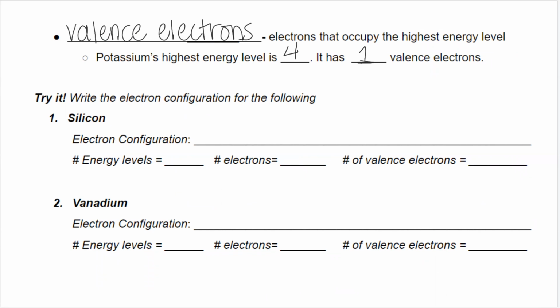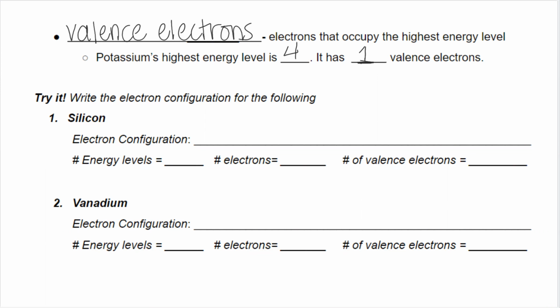You have till 1:45 to try this. All right, let's look at these together. So if we write out silicon's electron configuration, silicon has how many total electrons? That's the first thing we need to figure out, is how many total electrons does silicon have?